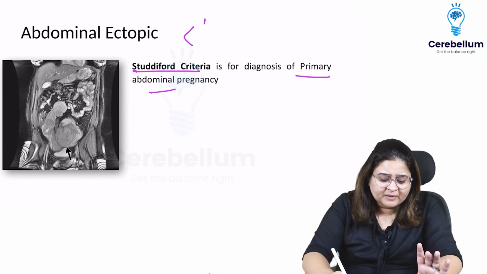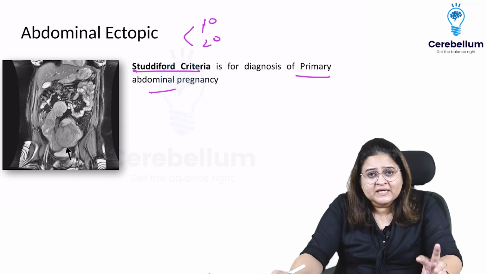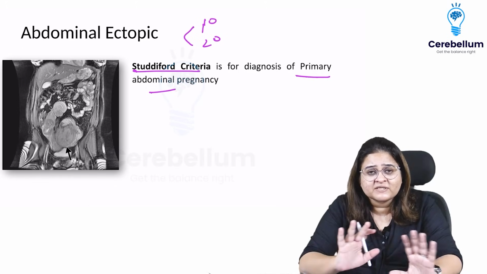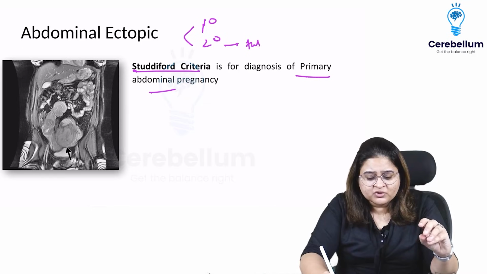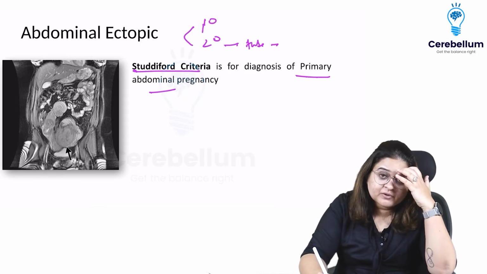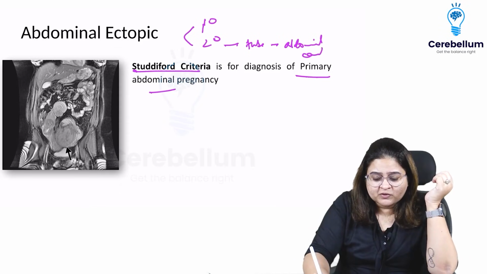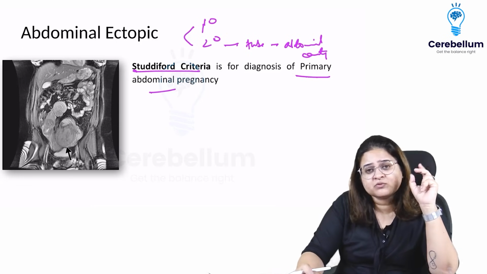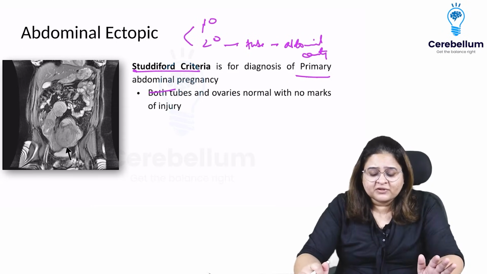So, abdominal can be primary or secondary. Primary means that it originated in the abdomen. That means the fertilization of the embryo has happened in the abdomen. It never was in the tube. Whereas secondary is dropped down. It happened in the tube, and then maybe through a tubal abortion, the embryo has now implanted inside the abdominal cavity. So it was primarily tubal, now it has become abdominal. Whereas in primary, it was always primarily an abdominal pregnancy, and this is Studdiford criteria.